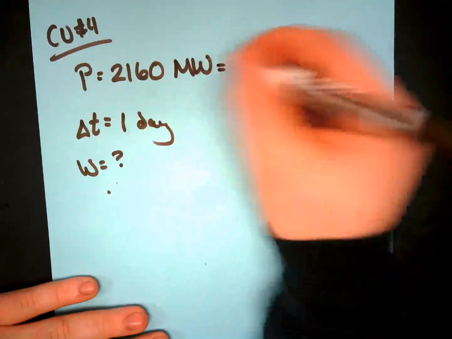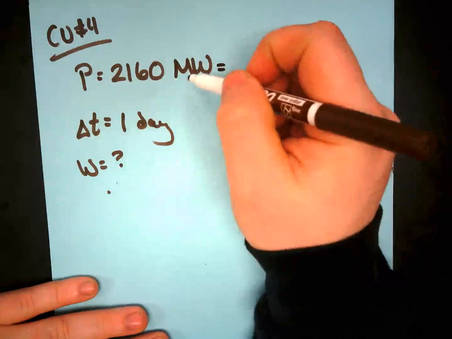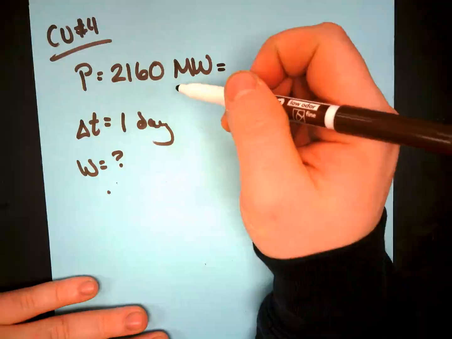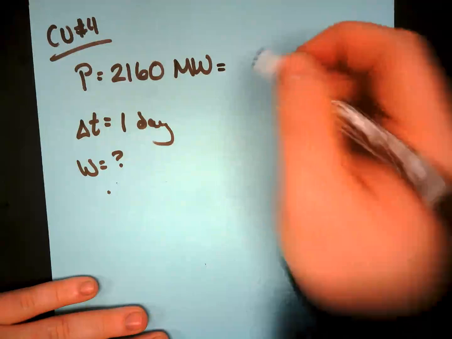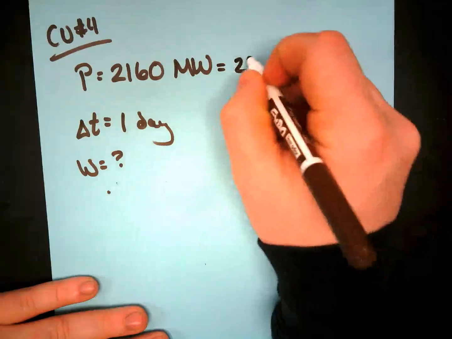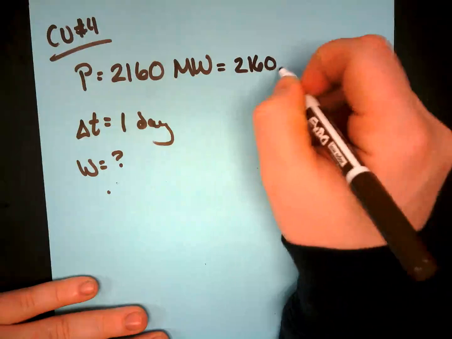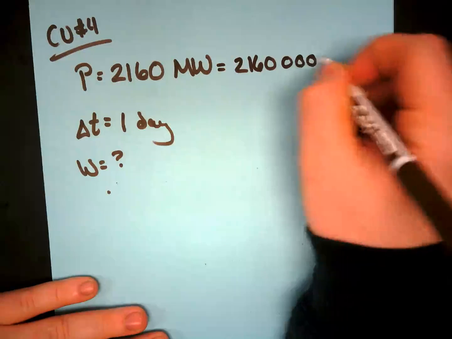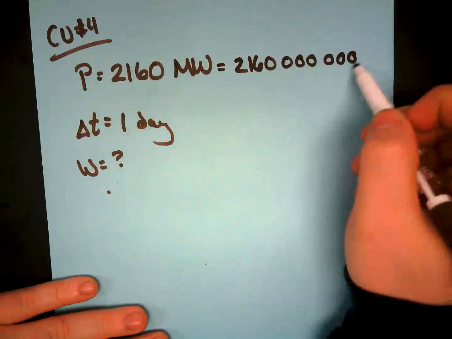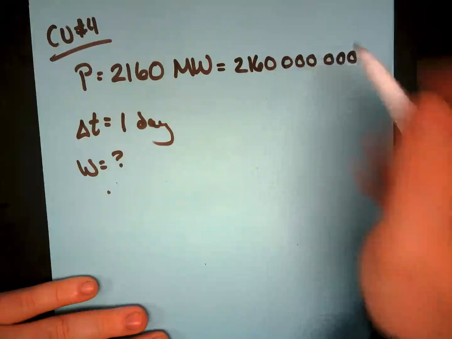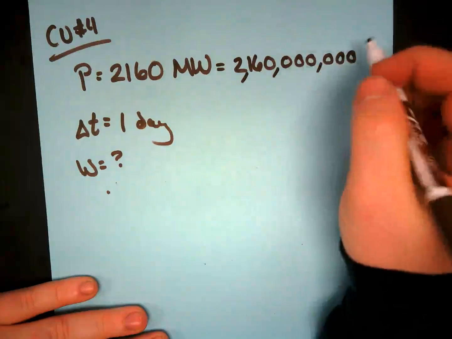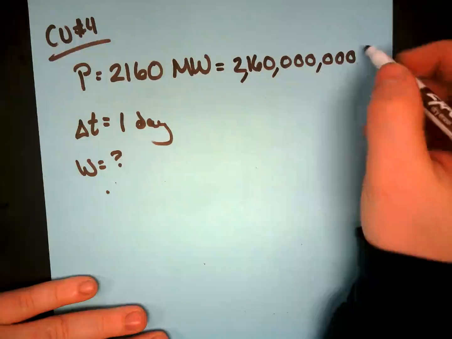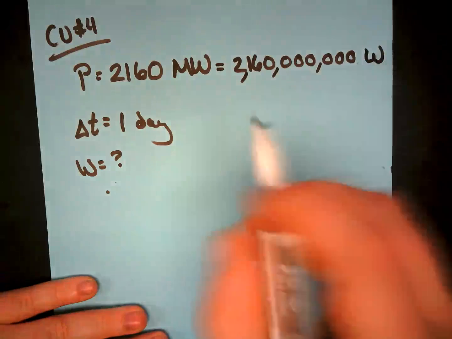So 2,160 megawatts. Let's quickly convert that into just watts. Again, remember, 1 megawatt is equal to 1 times 10 to the 6th power, so 1, 2, 3, 4, 5, 6 zeros. That should work out. So that's going to be 2,160,000,000 joules per second, or watts.